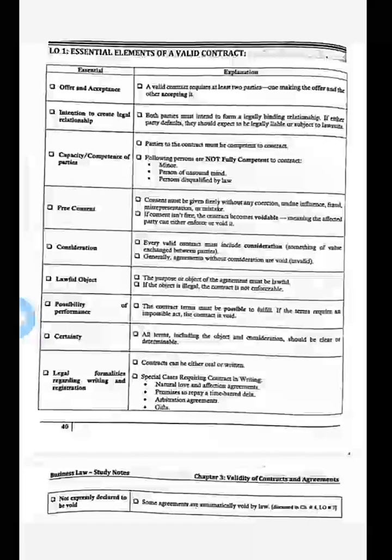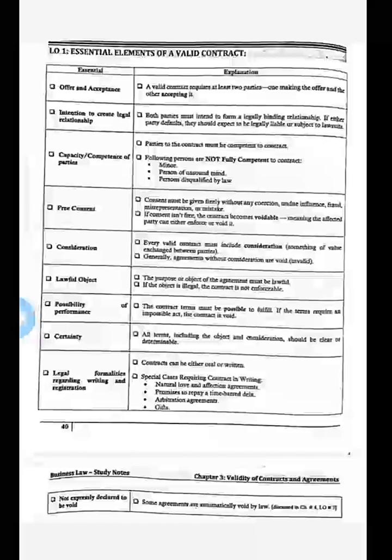So there must be free consent and all the things must be clear so that there must not be any fraud. So there must be transparency as well. If consent is not free, the contract becomes voidable, meaning the affected party can either enforce it or void it.